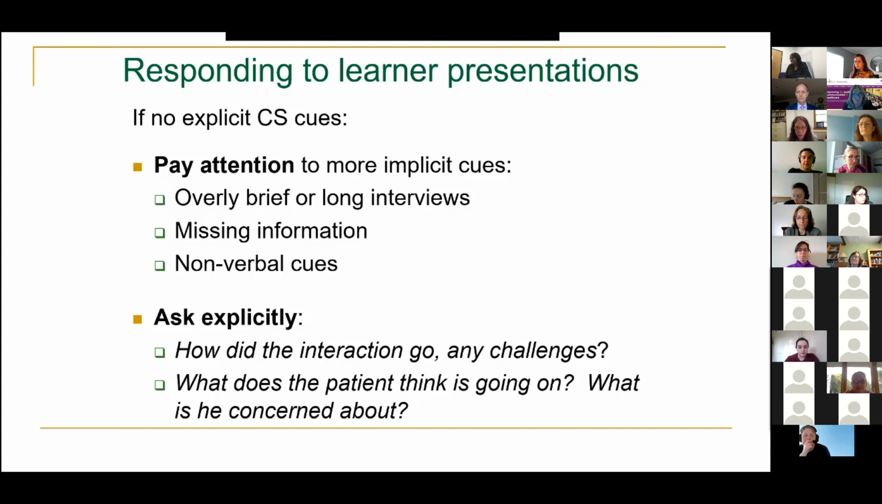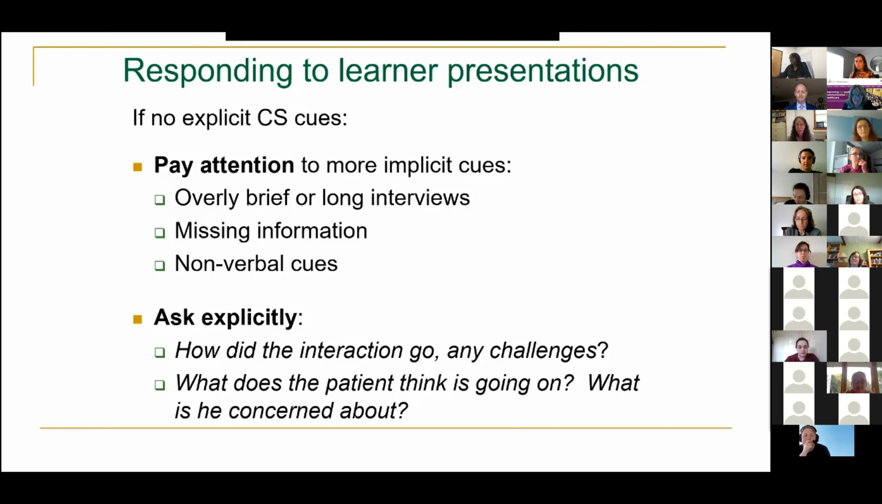And then nonverbal cues. If you're watching clinical teachers and a learner, you'll see a learner goes to sit down with their clinical teacher and lets out a big sigh. There's a cue. Something was going on in that room. So paying attention to those.